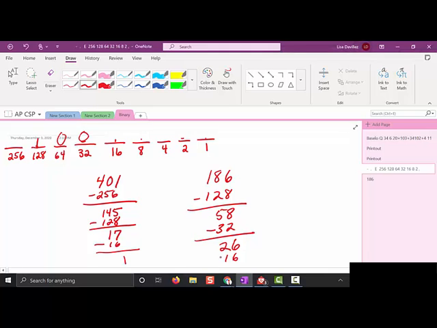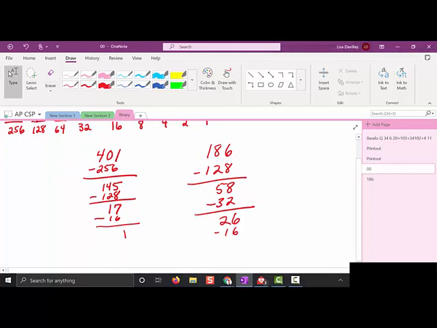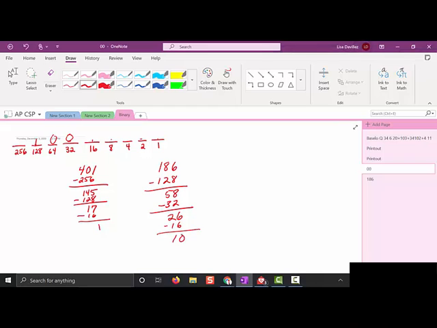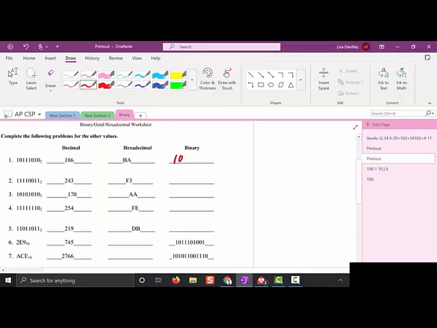I got 16, which leaves 10. So 1 at the 16, 1 there at the 8. Gives me 2, so that's a 0 and a 1. So minus 2, then I'm down to 0. So it's a 0 there. All right, so 1, 0, 1, 1, 1, 0, 1, 0. So let me go back to our 1, 0, 1, 1, 1, 0, 1, 0.